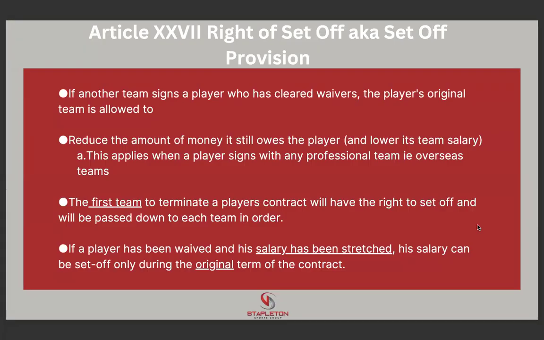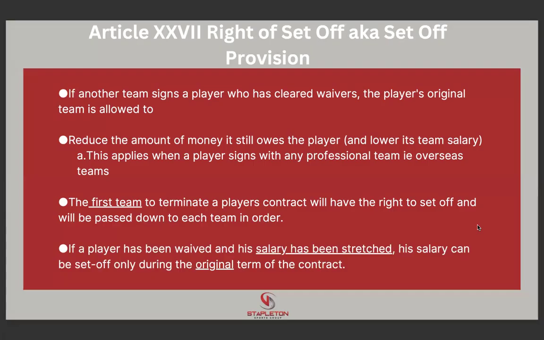So if that player was passed around like a hot potato, signed with one team, put on waivers, clear waivers. Sign with another team, put on waivers, clear waivers. Sign with a third team, put on waivers, clear waivers. The first team has to set off that full amount before the second team that waived that player is able to set off. If a player has been waived and his salary has been stretched, his salary can be set off only during the original term of the contract.